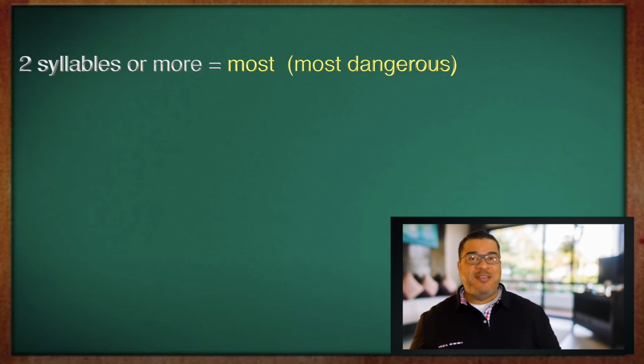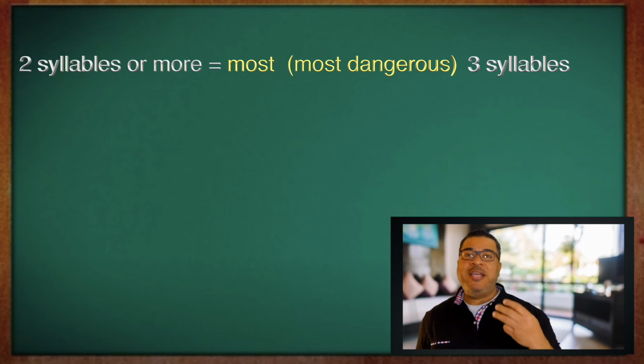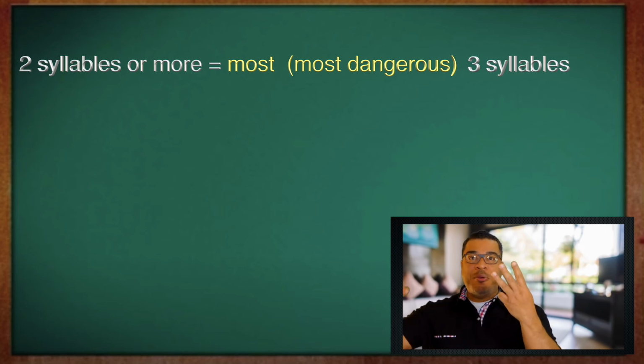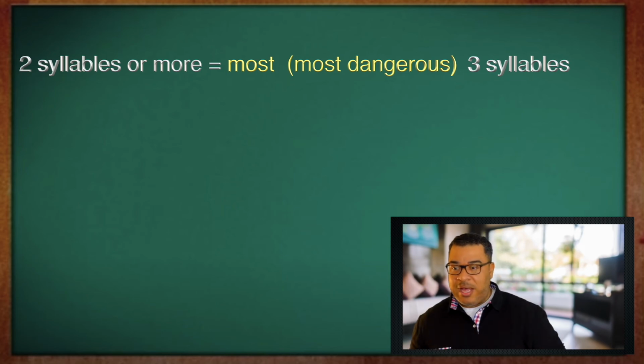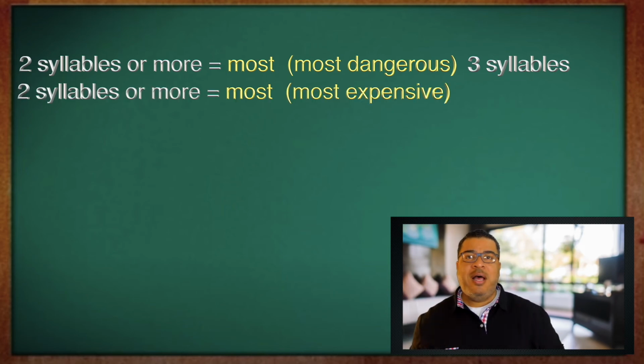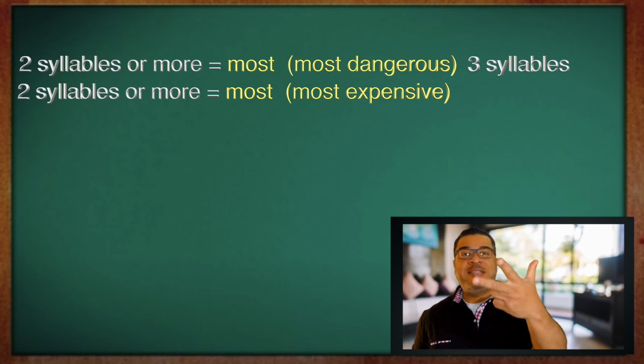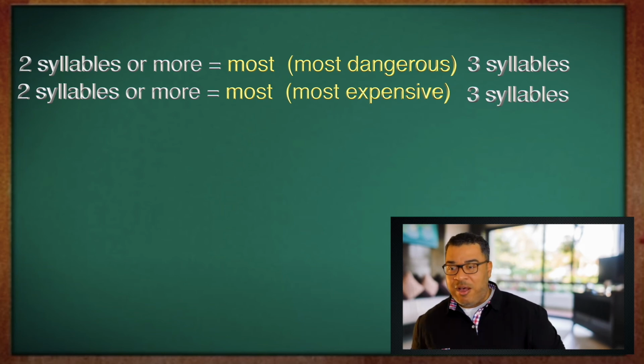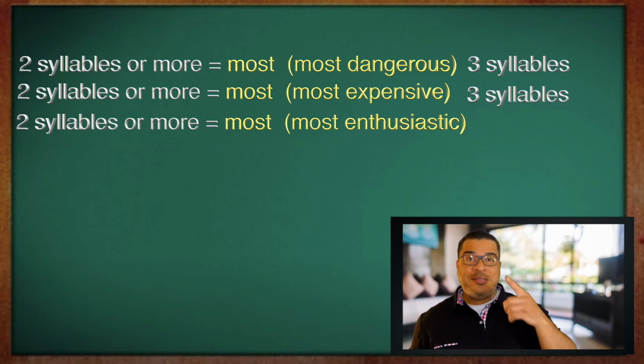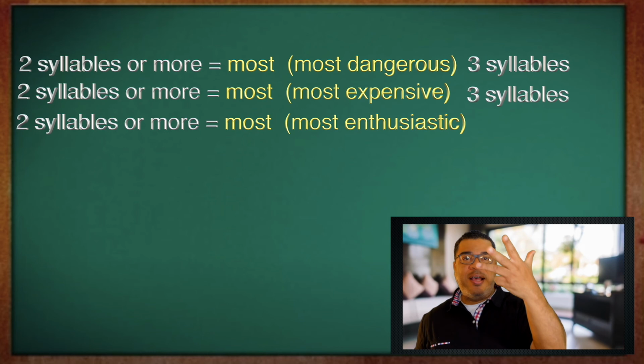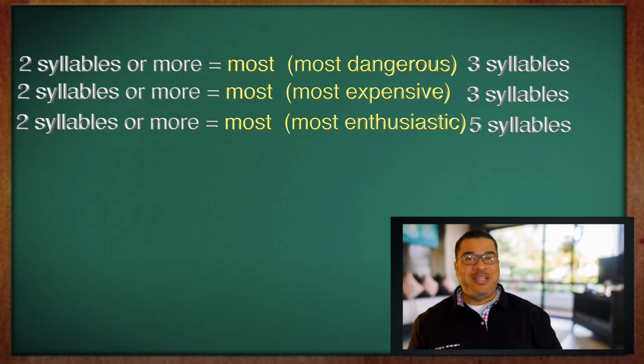All right, let's count that out. Dangerous. There are 3 syllables in dangerous, so you have to say most dangerous. How about expensive? How many syllables do you think in expensive? All right, let's try together. Expensive. Expensive. 3 syllables. How about enthusiastic? How many syllables are in enthusiastic? Okay, enthusiastic. 5 syllables in enthusiastic.